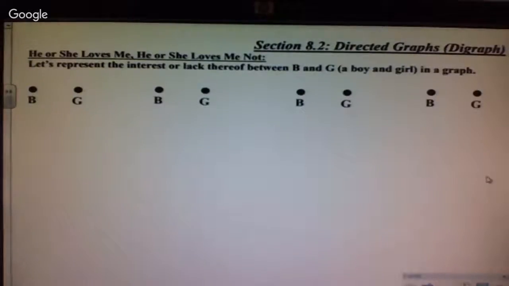All right. So we have different types of relationships. Section 8.2 in all of chapter 8 is now directed graphs. So now we still have edges, but these edges now have direction.